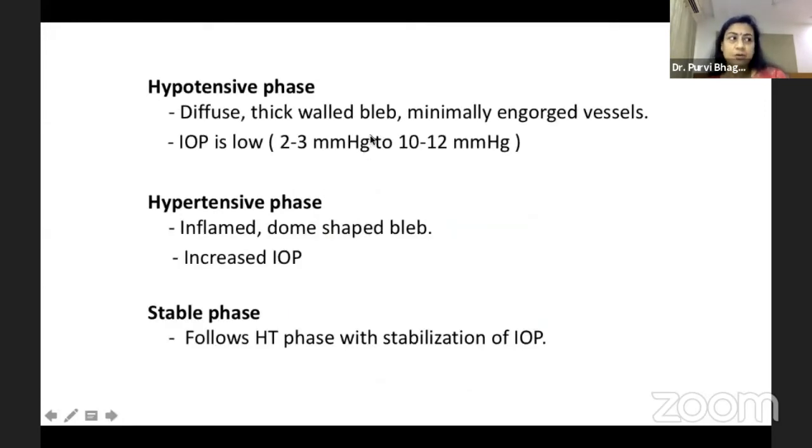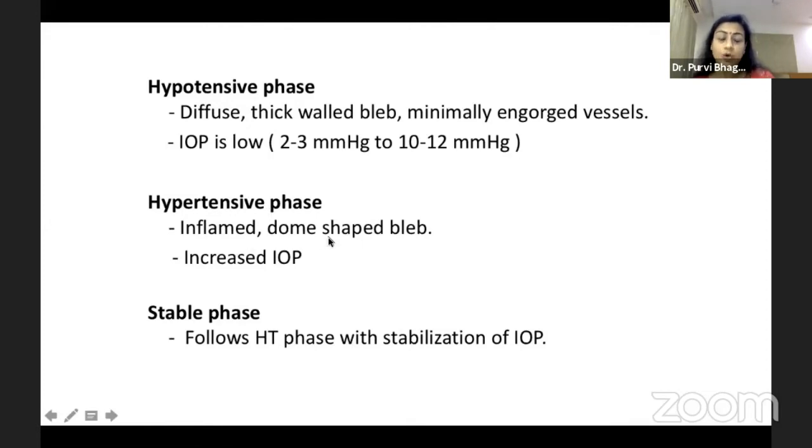Whatever drainage device you use, there could be two major phases in the intraocular pressure that we see. One is the hypotensive phase, which is more common with the AGV in the initial parts. And depending on how you ligate your non-valved tubes and when they get dissolved, it all depends on this phase. So here the bleb would be diffuse, thick walled, with minimal vascularization. There is also a hypertensive phase, where the bleb would be inflamed and dome shaped.